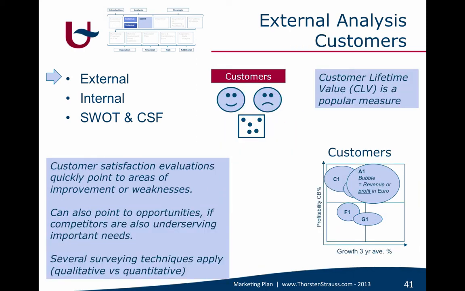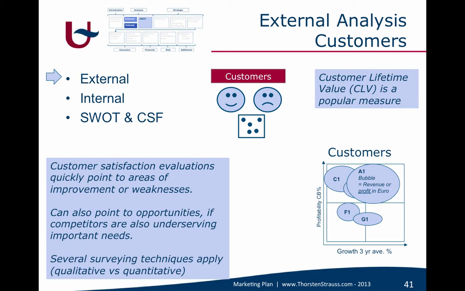Next would be customers. The customers you can analyze in good customers, bad customers. You look into the consumer lifetime value. That is a very popular measure. What is the aggregated, or what is the total value of a customer over its entire life, not only cycle but lifespan.